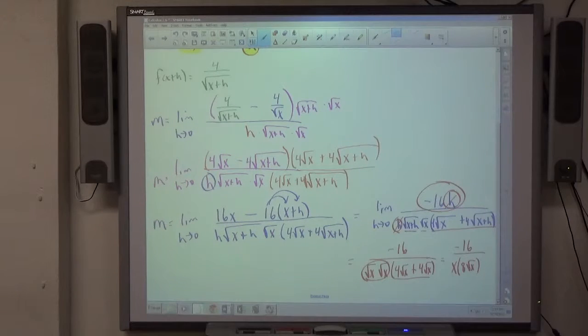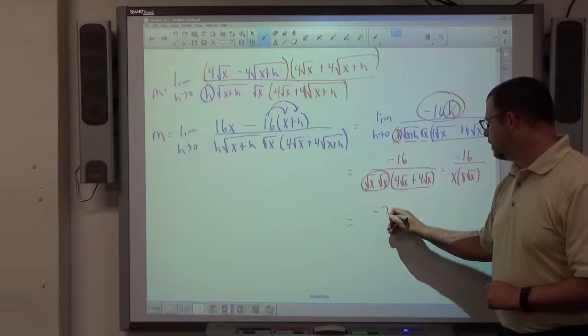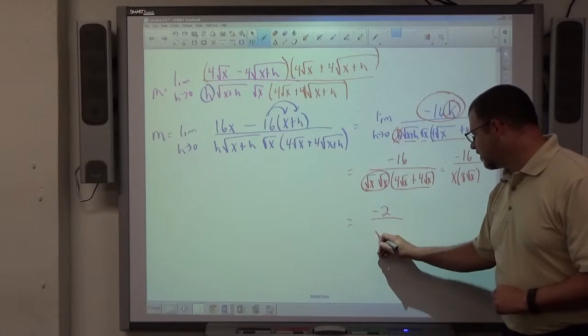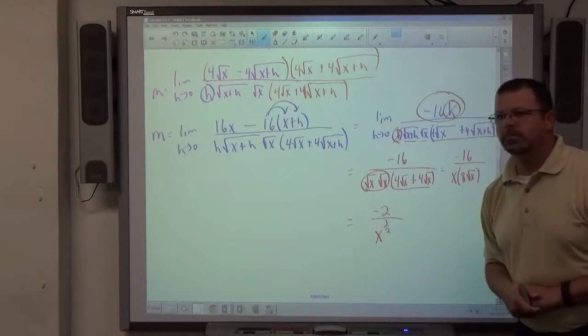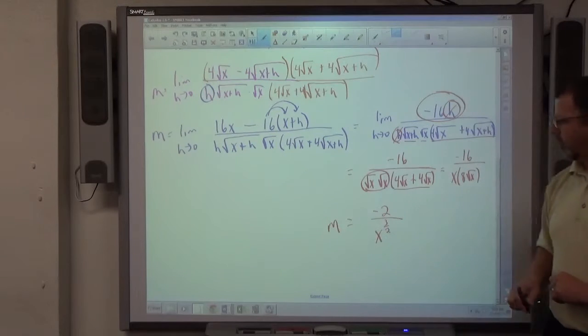Bye. All right. So negative 16 over x times 8 times the square root of x. This 16 and this 8 can reduce, right? So I end up with negative 2 over x to the 3/2 power. Or x square root of x if you wish. That's x to the half. You add the powers, you get 3/2. That is the slope formula for this specific curve.